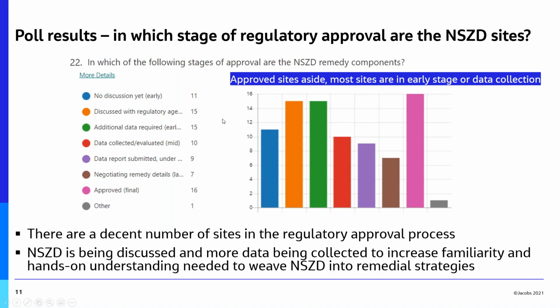Another question here, with a similar bar chart result format: for those sites where NSED is being considered, where are you at? What's good to see is there's a good number of respondents, 16 in this case, that had approved remedies with NSED in decision documents. So that's great. But if you go from right to left in these bars, you can see there are certainly a lot more sites in the early stages or still collecting data.